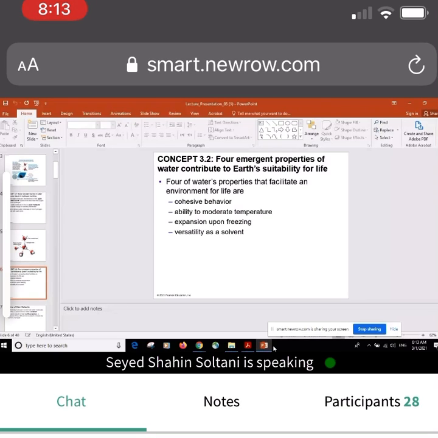We have water. Water has a high heat capacity. We can write down high heat capacity. It means it can control the temperature, control the temperature without changing a lot.